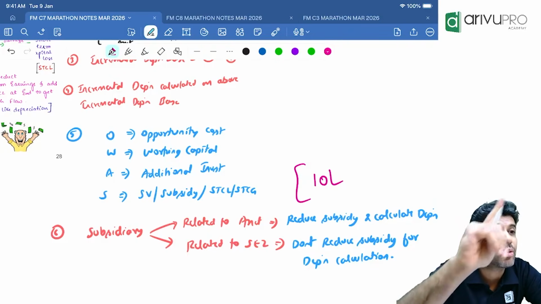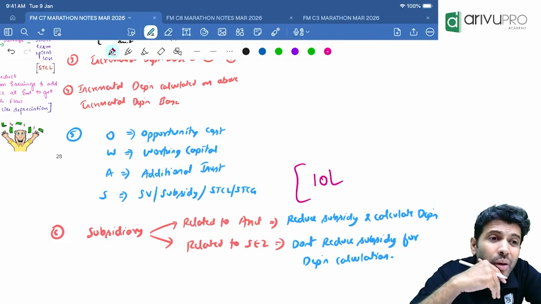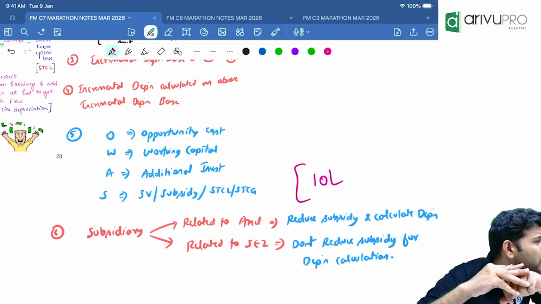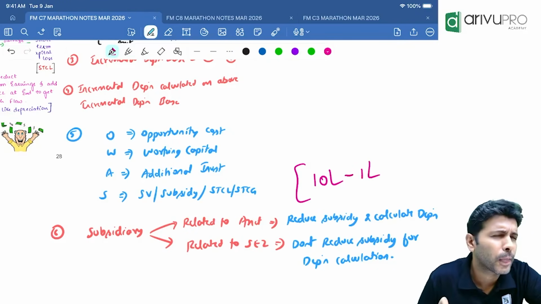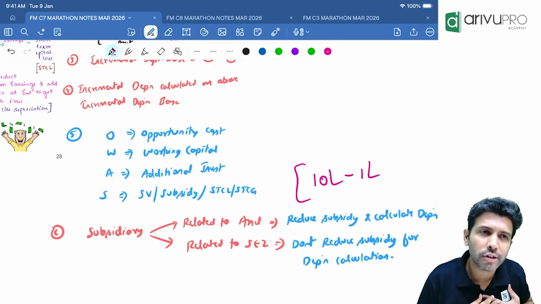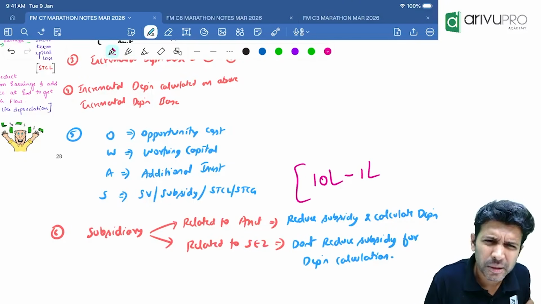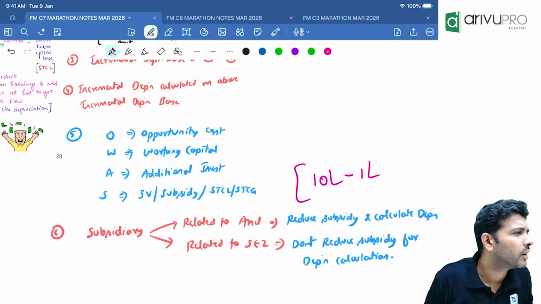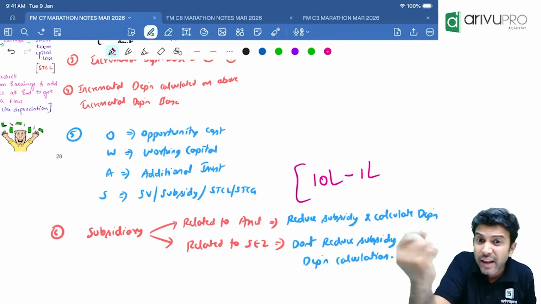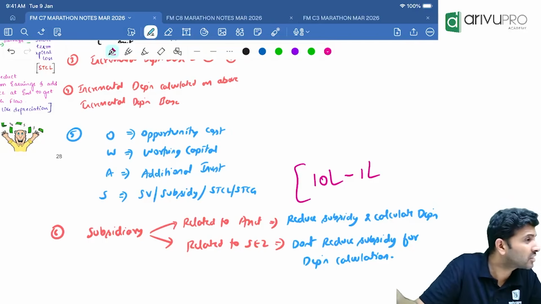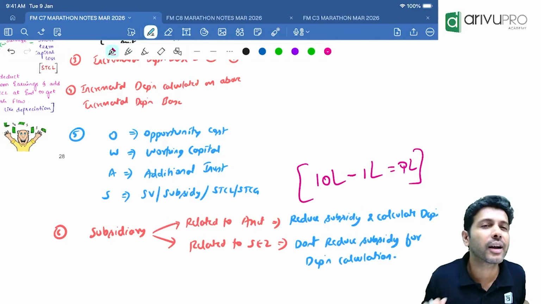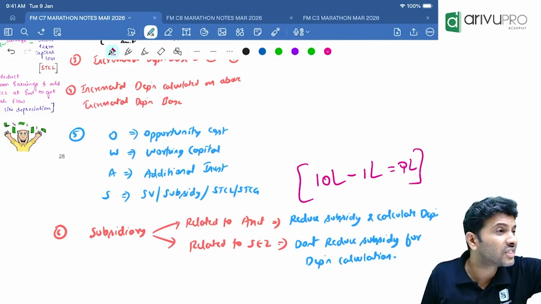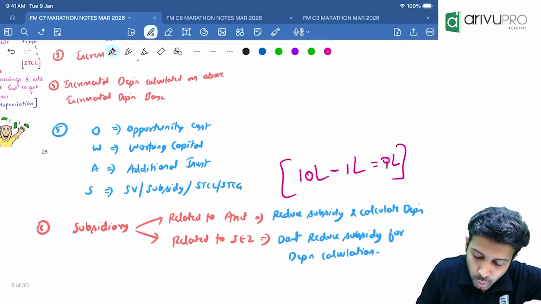Government gave a subsidy of 1 lakh. How much did we buy the asset for? 10 lakh. How much did we get as a subsidy? 1 lakh. Now touch your heart and tell, is the cost of the asset really 10 lakh? On one hand, you are paying 10. On the other hand, you are receiving 1. That means the cost of the asset is really 9. Correct? So this is your cost of the asset for what purpose?